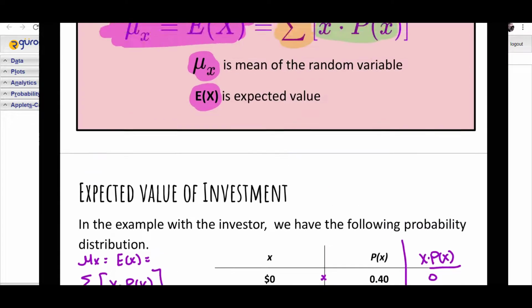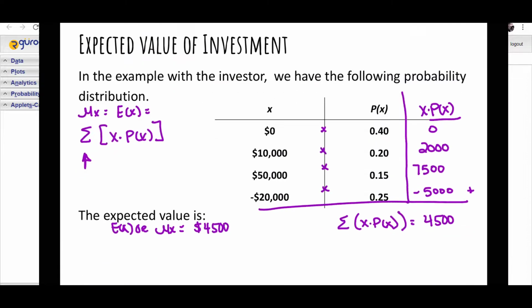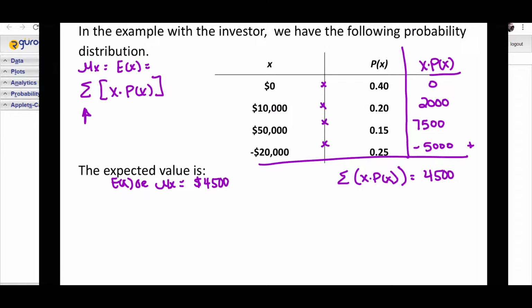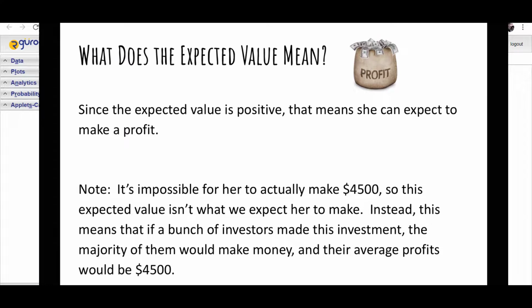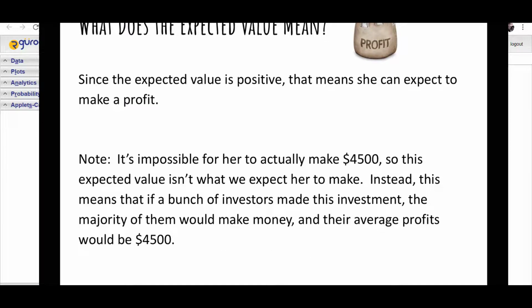So the original question was, should she invest? Let's talk about what the meaning of the expected value really is. Since the expected value is positive, 4,500, that means she can expect to make a profit. But please note, it's impossible for her to actually make 4,500 with this. So this expected value isn't what we actually expect her to make. Instead, this means that if a bunch of investors made this investment, the majority of them would make money and their average profits would be 4,500.